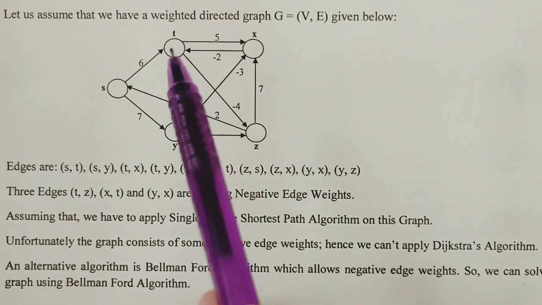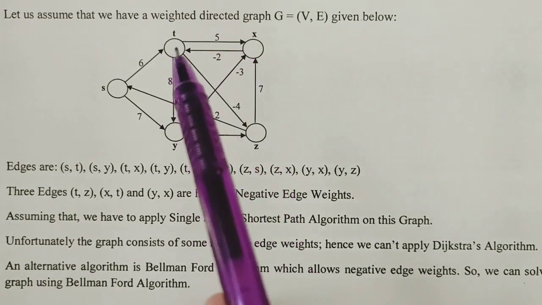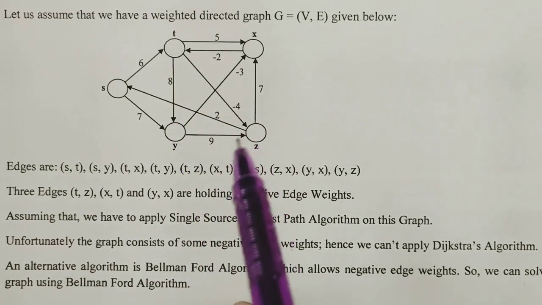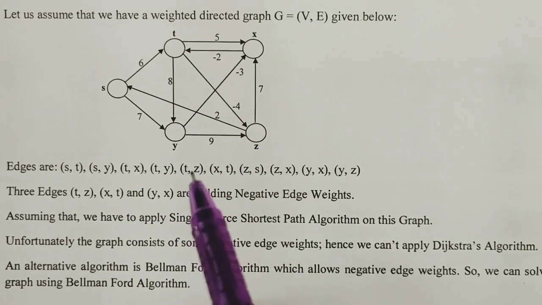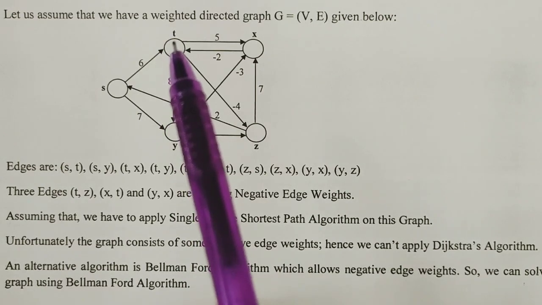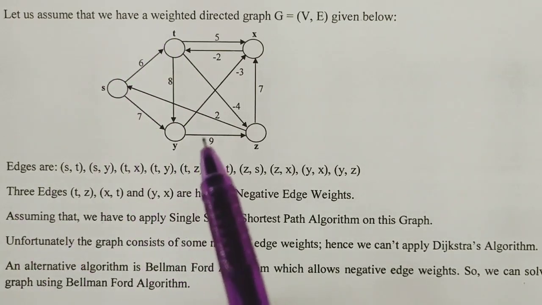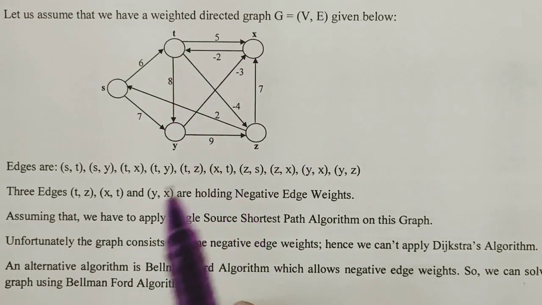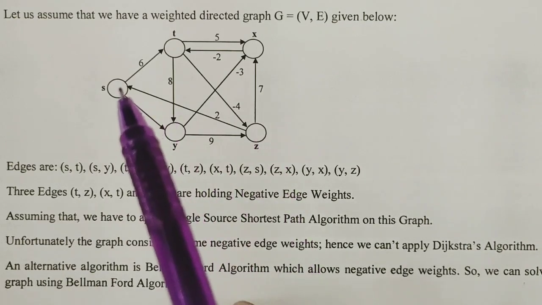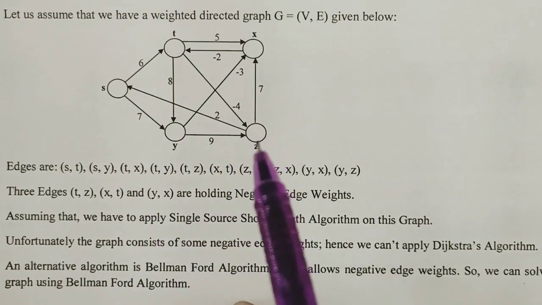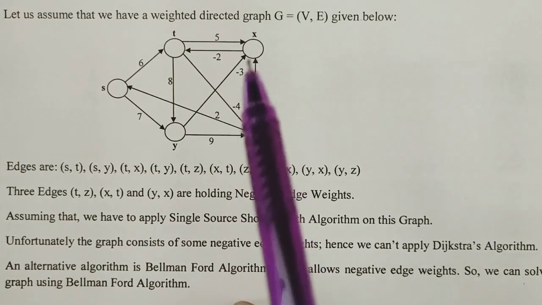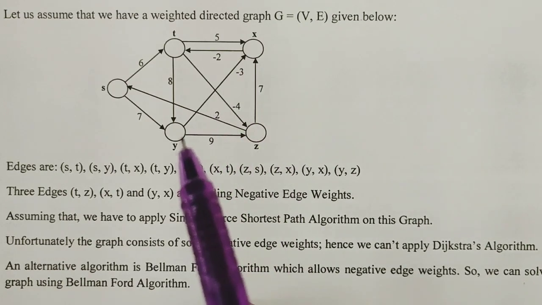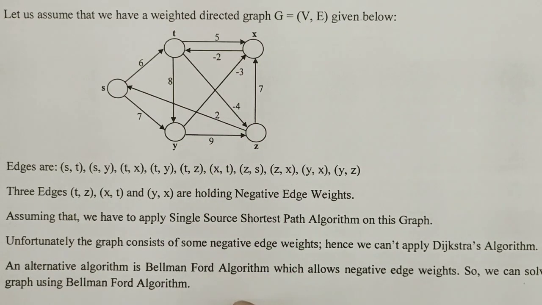Then T to X there is an edge, T to Y there is another edge, and T to Z there is another edge. There is no direct edge from T to S. Then X to T there is an edge. Similarly, Z to S there is an edge, Z to X there is another edge, and Y to X there is an edge, Y to Z there is an edge.